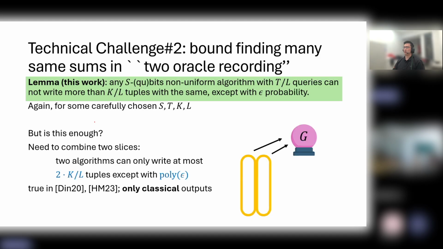In the slicing technique, we want to merge two slices into one. Basically, the way we merge is like a union bound, as in the classical case. You have two slices, and each of them is able to output k divided by L tuples with T divided by L queries.